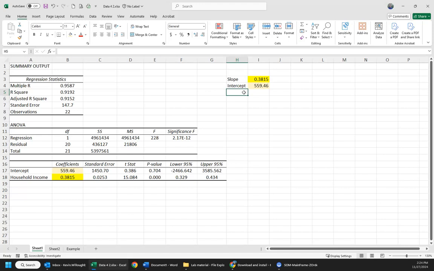The second part is to develop the regression equation. The regression equation is y equals the intercept, which is 559.46, plus the slope times x. Or in this example, retail sales is going to equal the intercept, 559.46, plus the slope times household income.